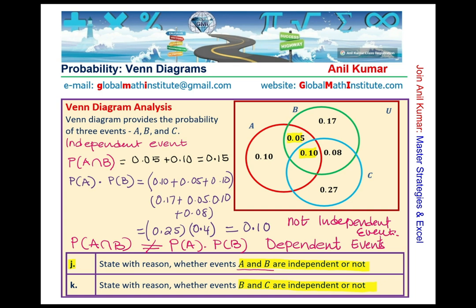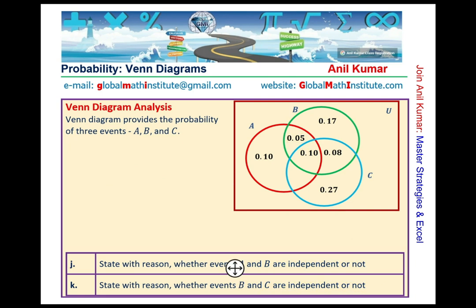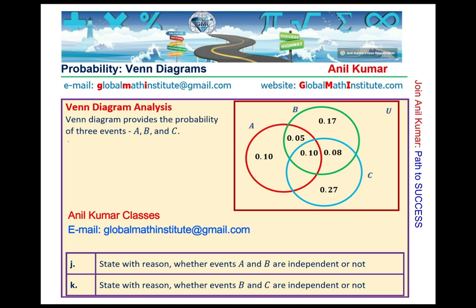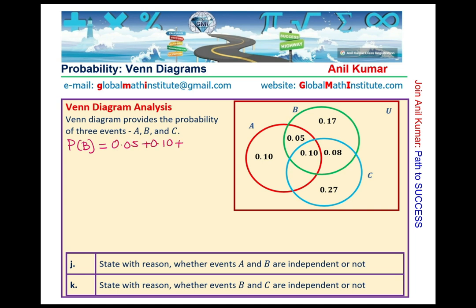Okay. Now let's take up the other case, which is: state the reason whether B and C are independent or not. So a better way could be first find probability of B, right? So probability of B is add all those things which we did earlier: 0.05 plus 0.10 plus 0.17 plus 0.08, and we got that as 0.40. Correct.